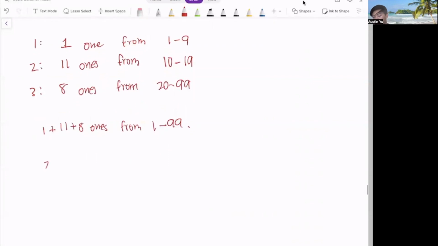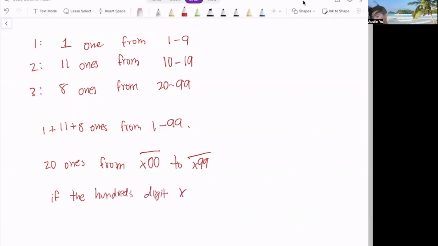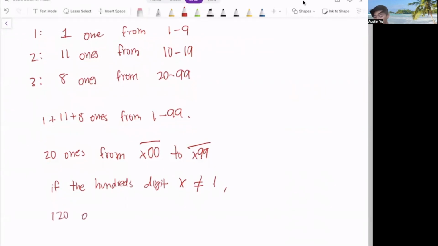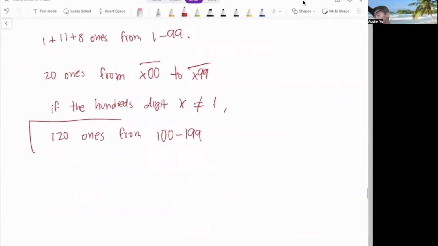So accordingly, there are 20 ones from x00 to x99, where x is just a placeholder, if the hundreds digit x is not equal to 1. And there are 120 ones from 100 to 199, and also 1,000 has 1.